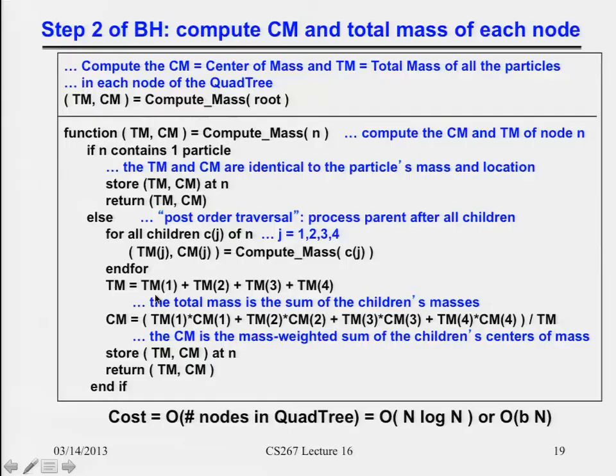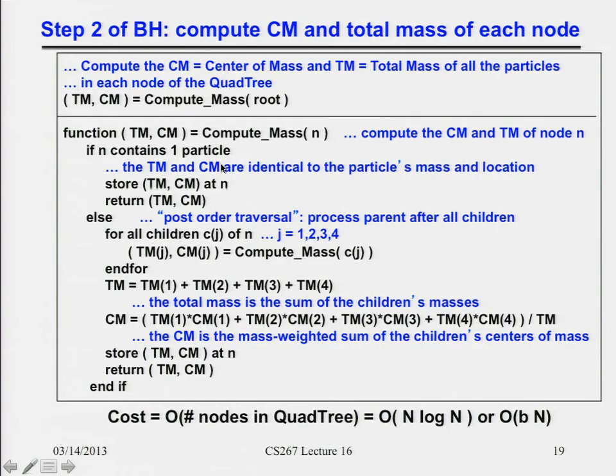So here is the simple post-order traversal. The idea is that starting with the leaves, I know every particle exactly, so I know everybody's mass and center of mass. Then, if I know my children's mass and center of mass, and I'm the parent, how do I get my total mass and center of mass? Well, I just add up all my children's masses. That's my total mass.